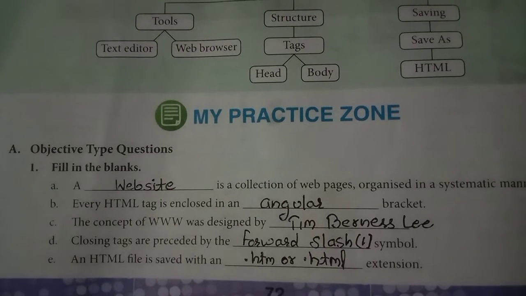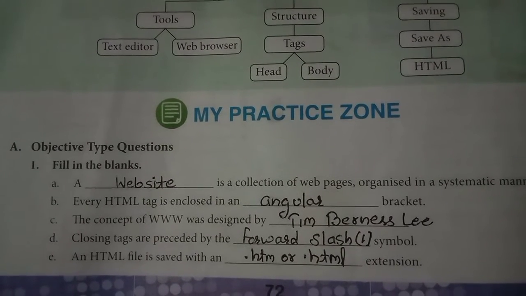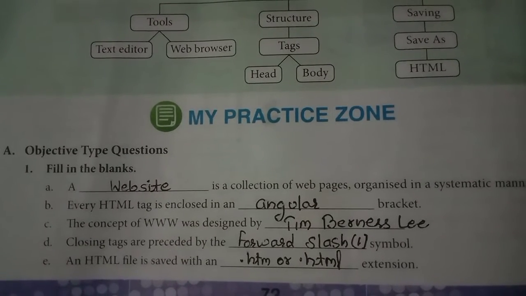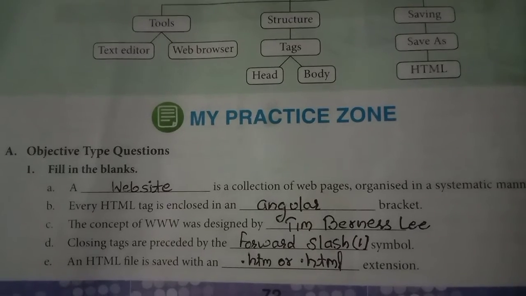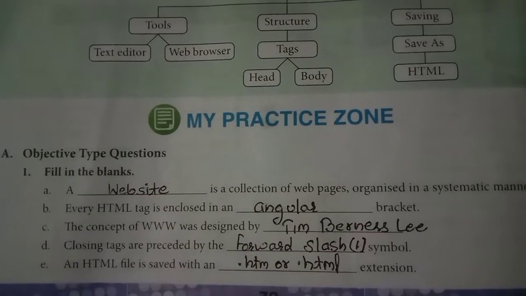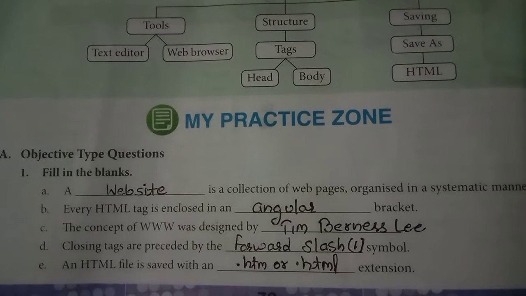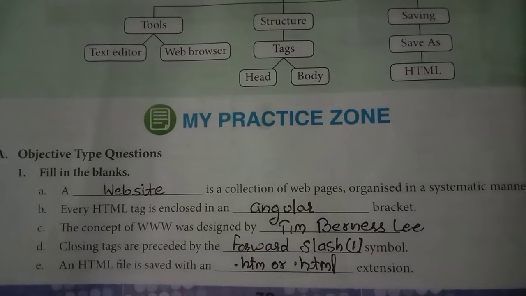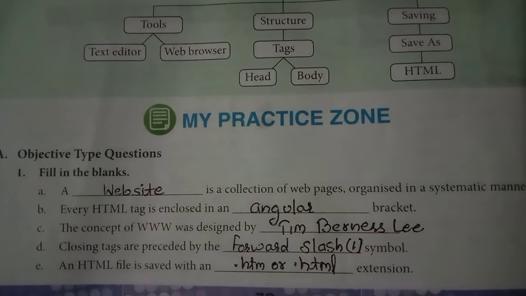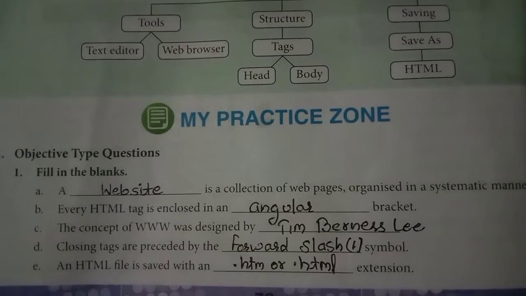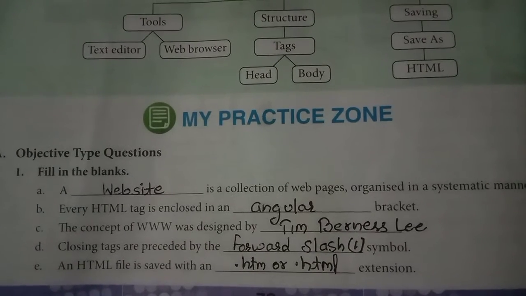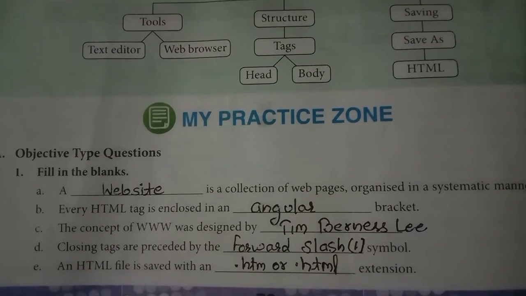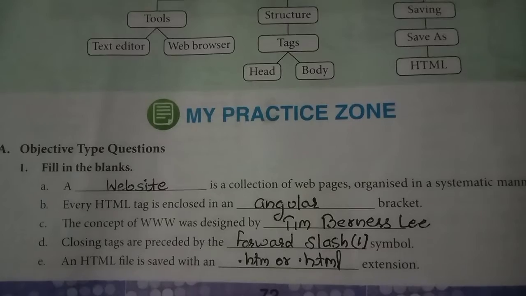Then the fifth one, an HTML file is saved with an, all of you know that, because I already told you so many times that after writing the exercise, you need to save that particular file with a name, whatever name you want. You have to write that name. After that, you have to give the extension of .htm or .html, any one of the extensions, right? So what happens is your file automatically converts into a web file after saving it in this extension.